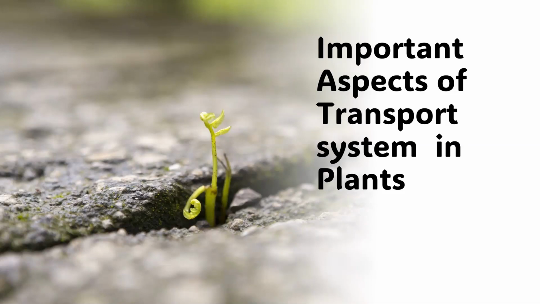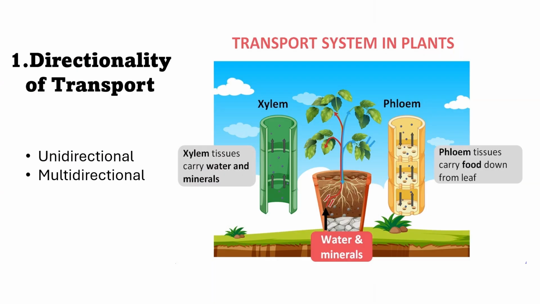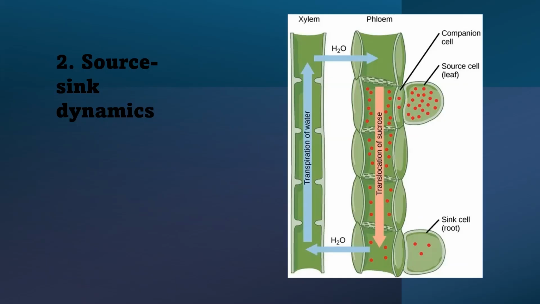Important aspects of transport in plants. Number 1. Directionality of transport. Transport in plants can be unidirectional or multidirectional, depending on the type of molecule being transported. Water and minerals in the xylem move unidirectionally from roots to stems, while organic compounds and minerals exhibit multidirectional transport.